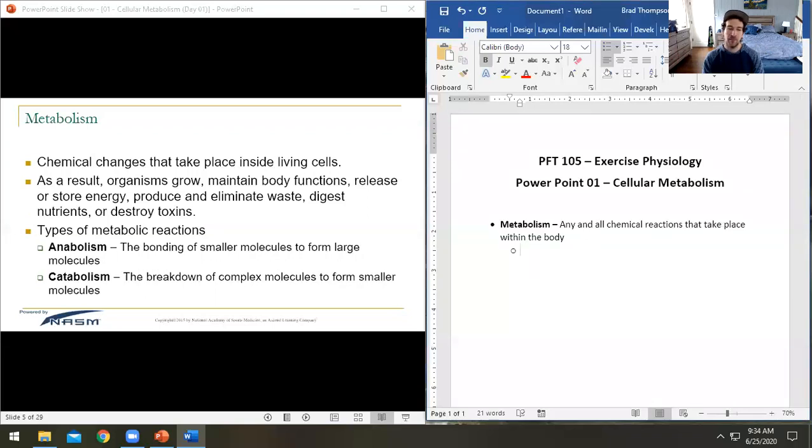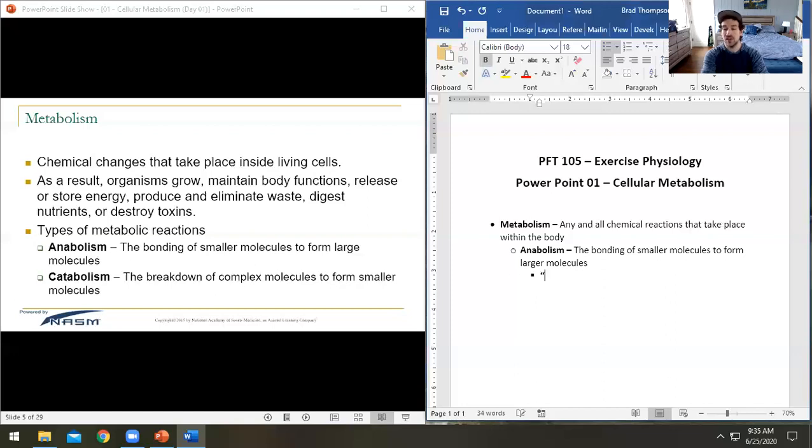So there are only two types of chemical reactions. There are chemical reactions that are building something up, and there are chemical reactions that are breaking something down. Okay. So as we're studying this, we want to think of these two things. So let's look at anabolism first. Anabolism, right? This is going to be the bonding of smaller molecules to form larger molecules.